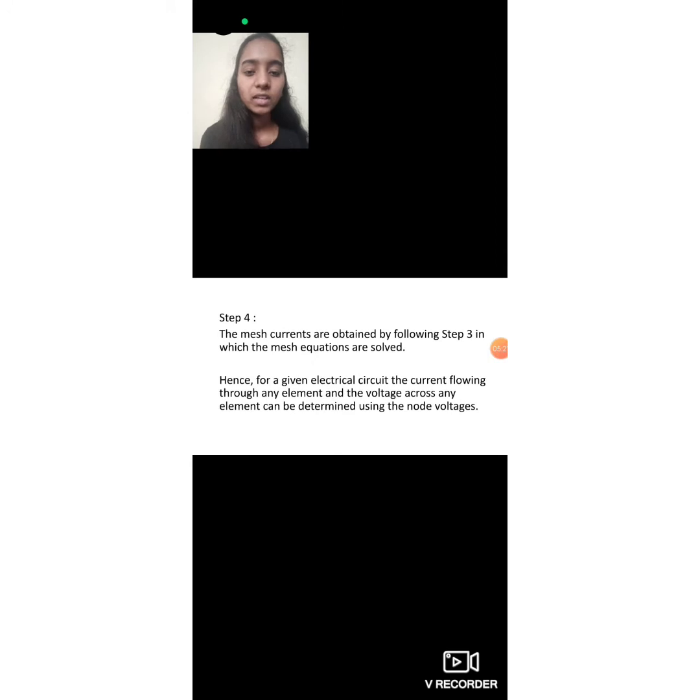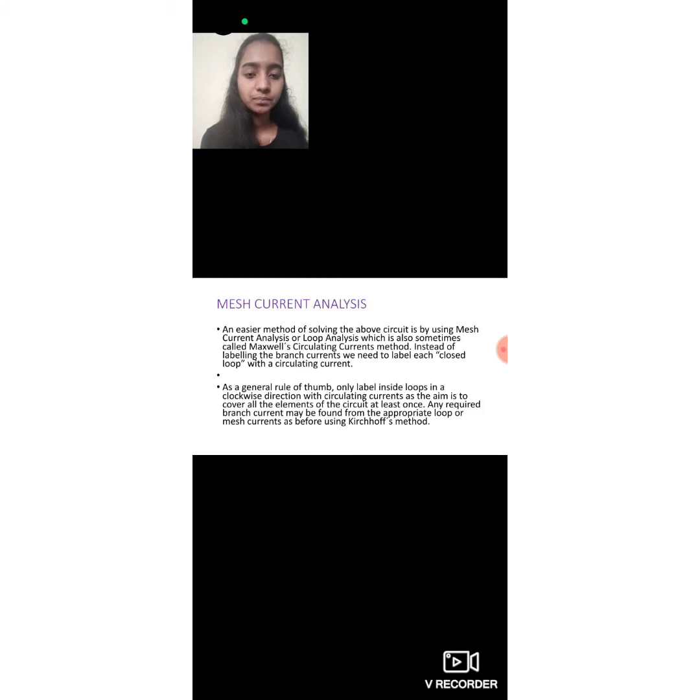Hence, for a given electrical circuit, the current flowing through any element and the voltage across any element can be determined using the node voltages. Mesh current voltage.